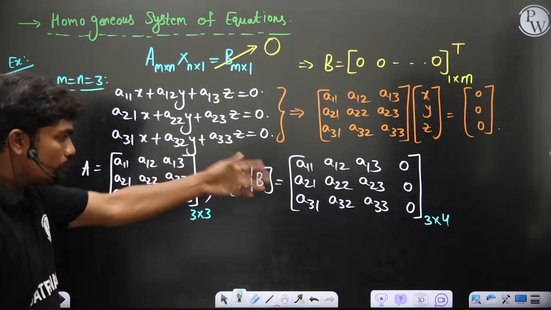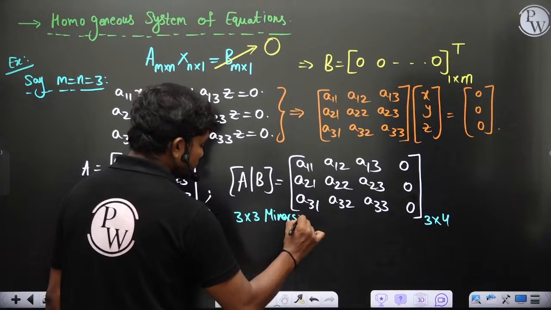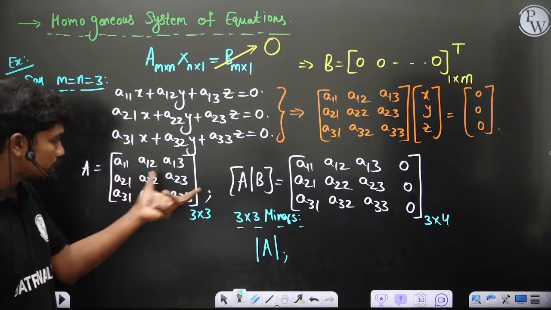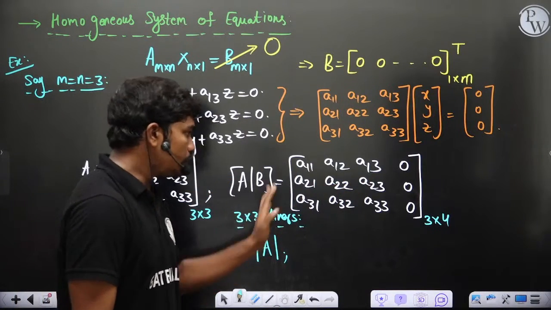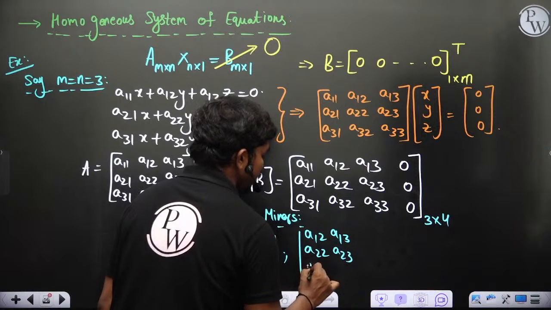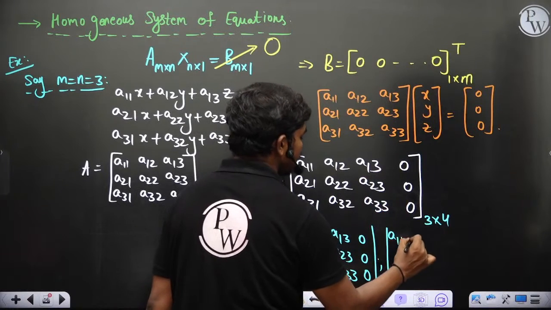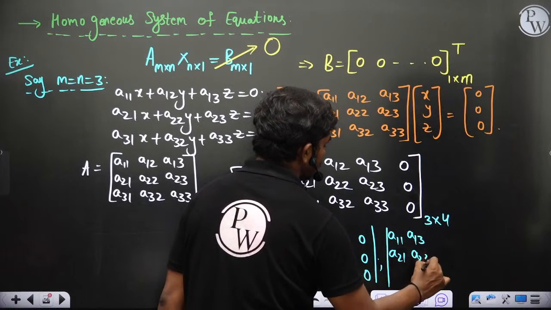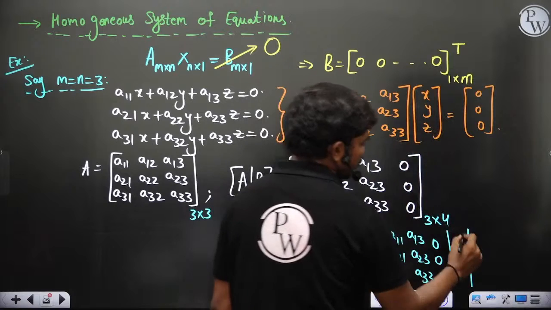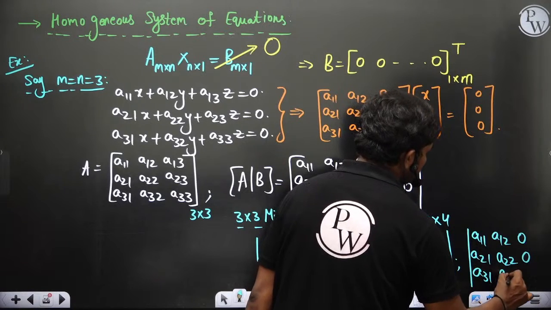Now if you form 3 by 3 minors, the maximum possible rank could be 3. So let us check the 3 by 3 minors. The first thing we have is the determinant of A. This is one 3 by 3 minor because this matrix is also present here. Now if you delete the first column, you have A12, A13, A22, A23, A32, A33, and then these are zeros. If you delete the second column, for example A11, A13, A21, A23, A31, A33, then you have zeros. If you delete the third column, you have A11, A12, 0, A21, A22, 0, A31, A32, 0.